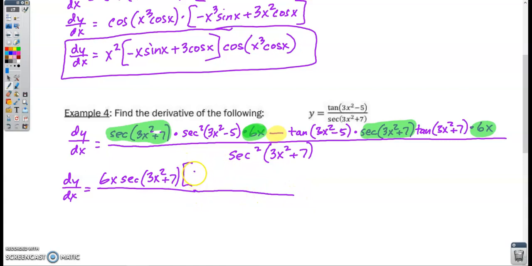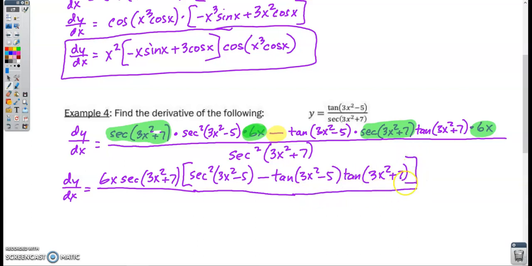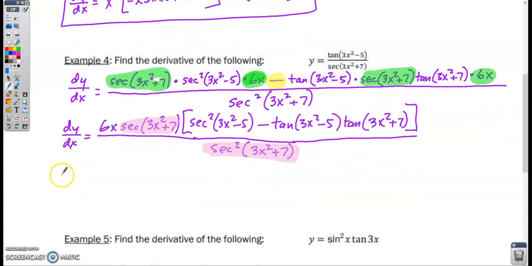And what we have left is secant squared of the quantity 3x squared minus 5 minus tangent of the quantity 3x squared minus 5 tangent of the quantity 3x squared plus 7, all over secant squared of 3x squared plus 7. And now I should notice that right here I've got this factor and one of those that I can eliminate from my expression here.